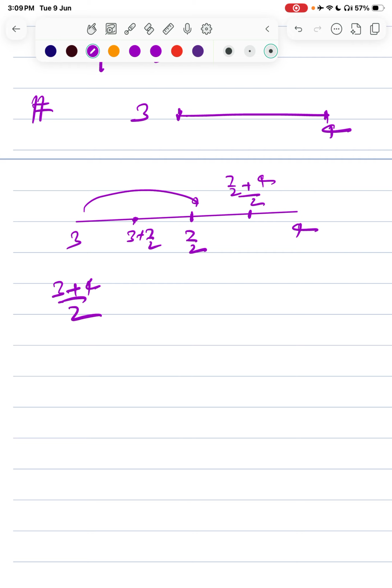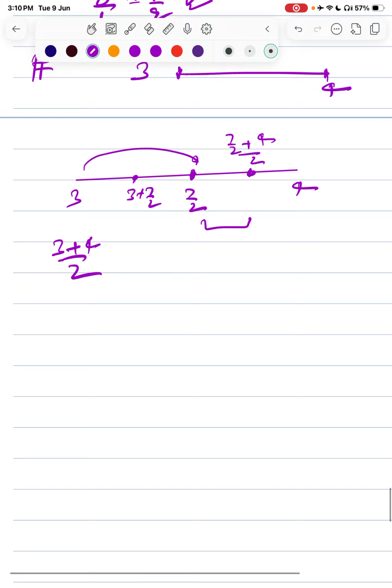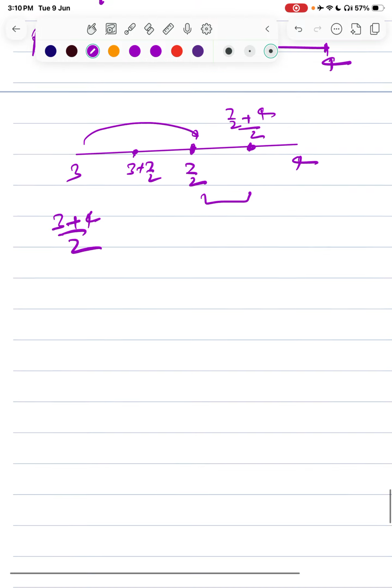So again, now we have inserted three numbers. Again, you can choose any two numbers, add them and divide by 2. In this way you can keep on doing this, and you will have as many numbers as you want, inserted between any two rational numbers.